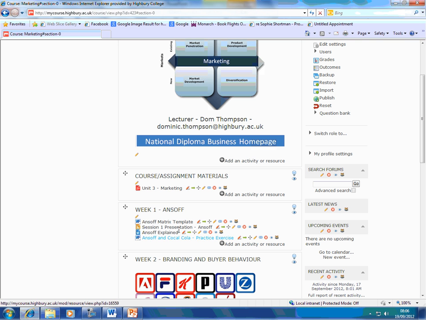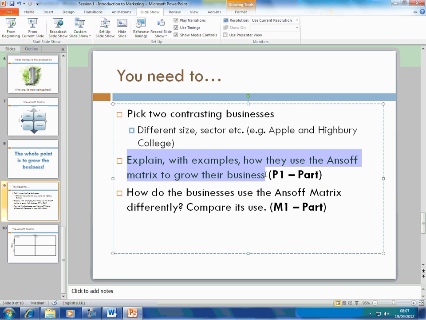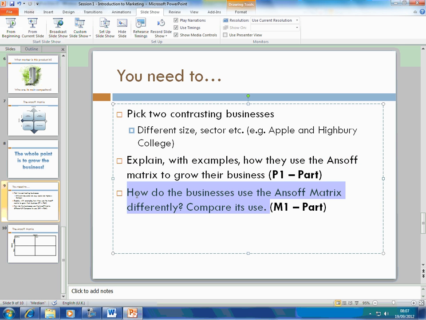All the materials, as I said, are here under week 1. What I would expect by next week, by next Thursday afternoon, is that you've got your business events work, which you can do in the next session if you haven't done it already. You've also got your Ansoff and Coca-Cola work, which should have been done in this session, so you can just bring that with you. What I'd like you to do for the rest of this session is complete that first part of P1 and that second part of M1.